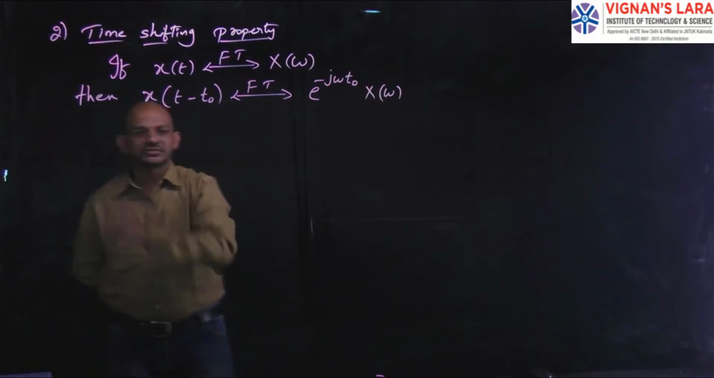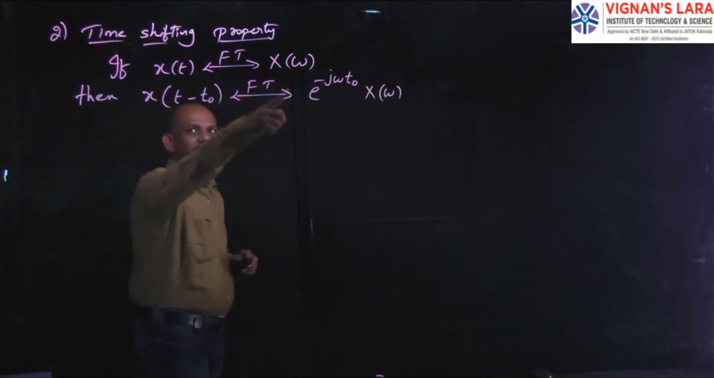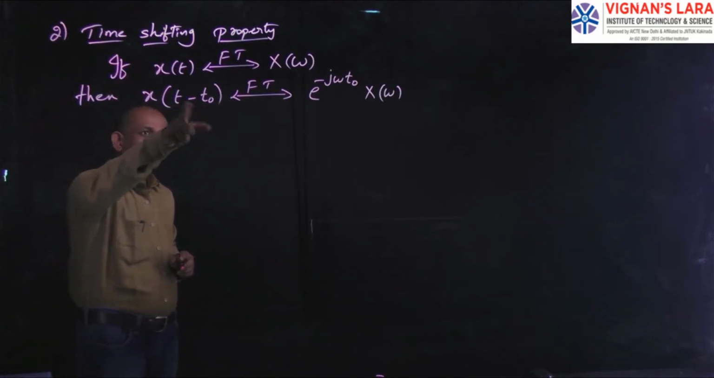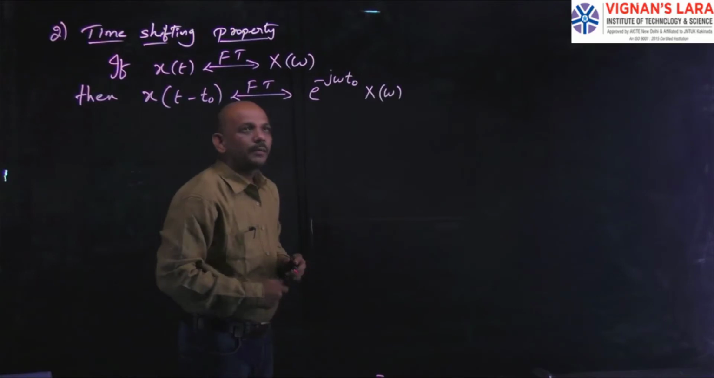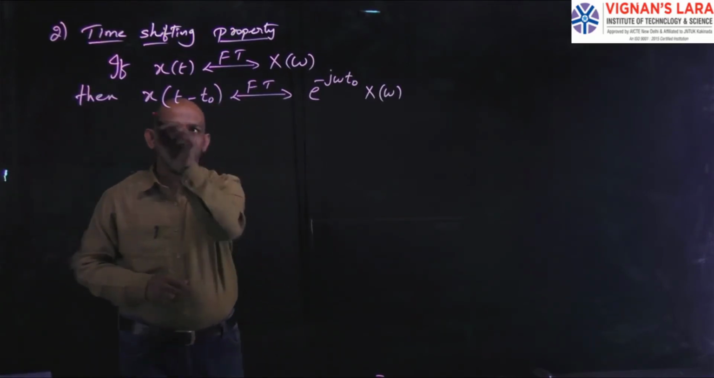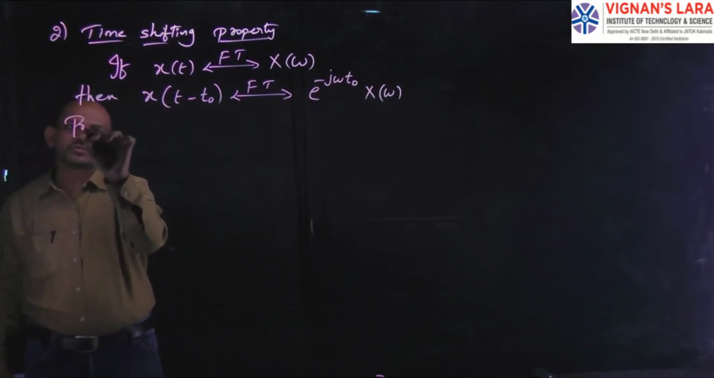We have to prove this. That is, if x of t is having a Fourier transform X of omega, then the time shifting property states that x of t minus t naught will have a Fourier transform e power minus j omega t naught into X of omega. So we have to prove this. This will be the Fourier transform that we have to prove. So we are going for the proof.